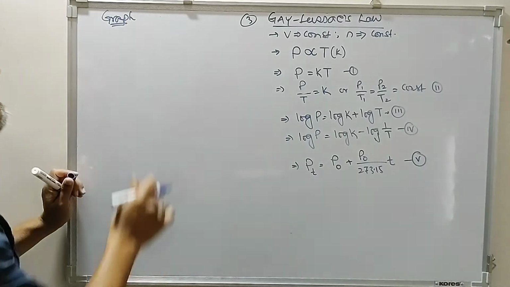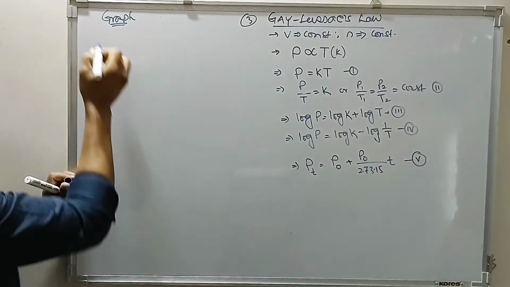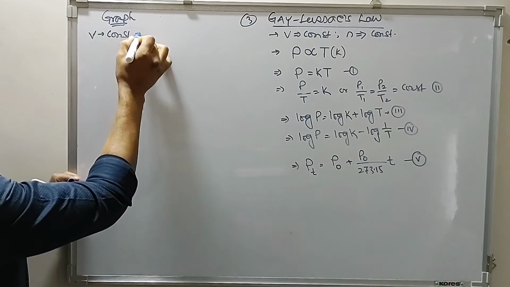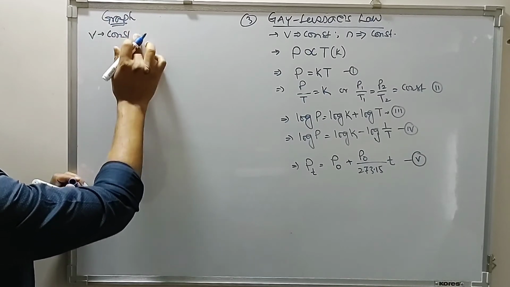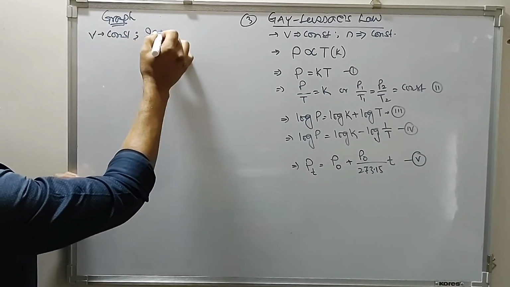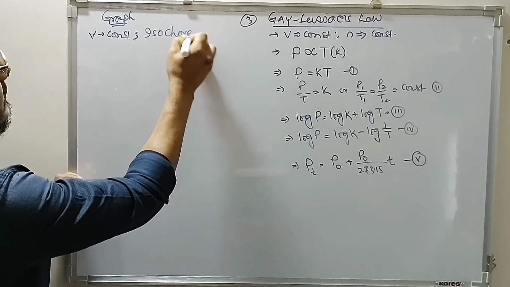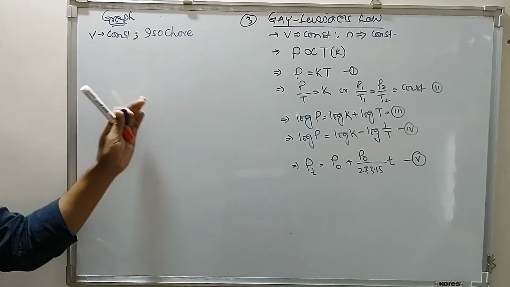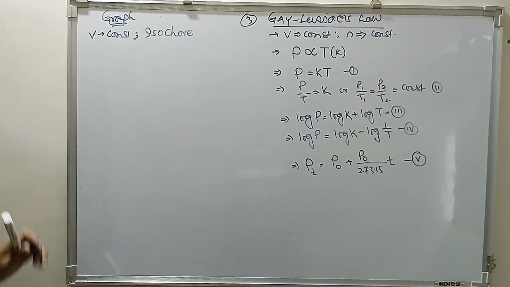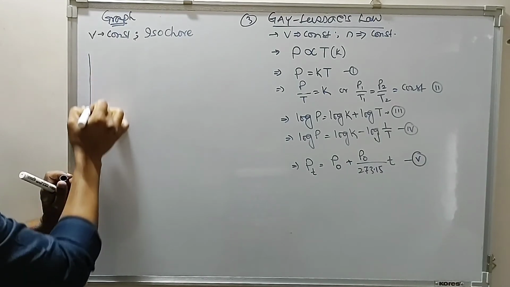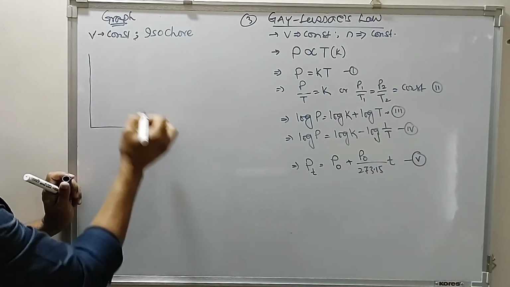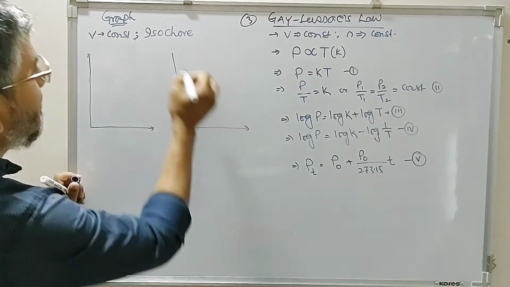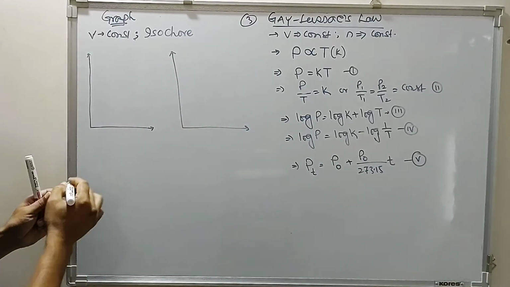Graph. Since volume is constant, the process in which volume remains constant is known as isochore. So the graphs representing Gay-Lussac's law are known as isochores, meaning volume constant. I'm just drawing the graph. All the graphs are exactly parallel to those of Charles law.